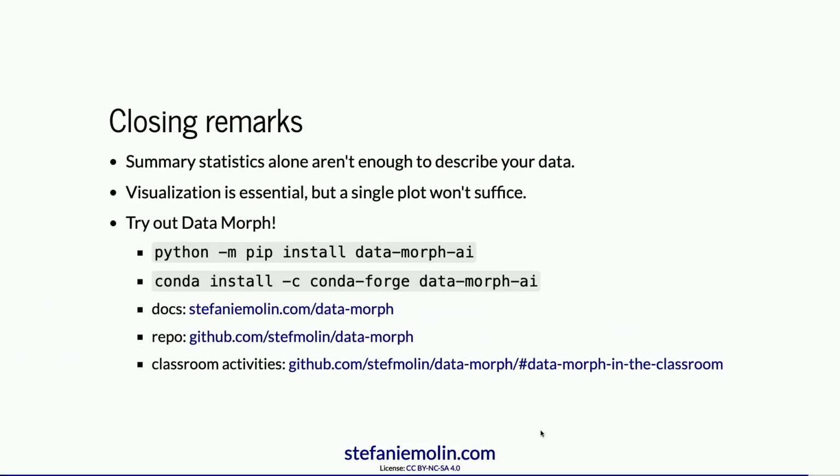Okay, so wrapping this up, summary statistics are not enough to describe your data, and you absolutely need to visualize it no matter what you're doing. And I also encourage you not to just leave it at one plot. We saw that just adding those marginal distributions added a lot more context than just showing the scatter plot. So definitely make as many plots as you can. And be sure to try out Data Morph.